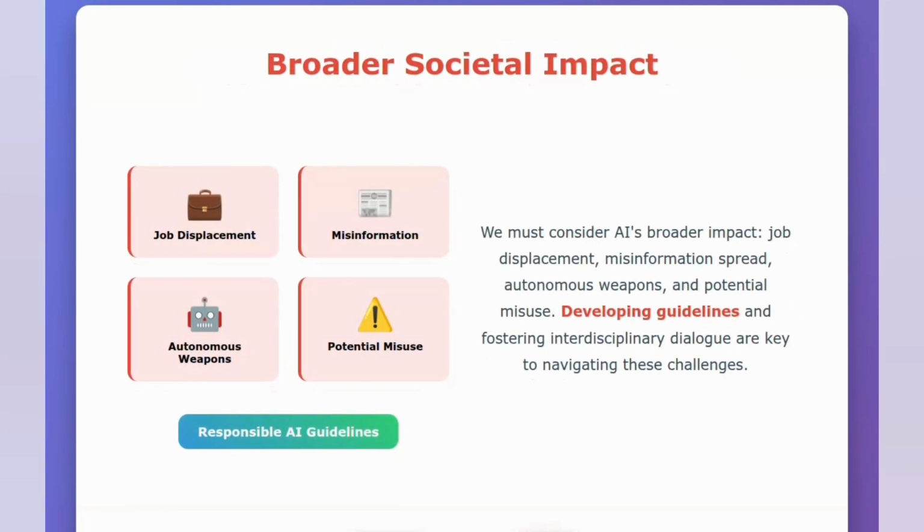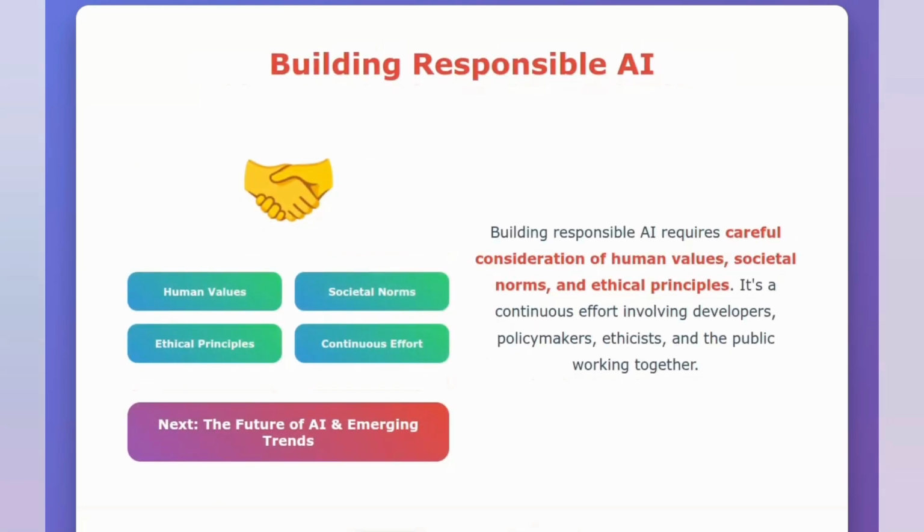Finally, we must consider the broader societal impact. Job displacement, the spread of misinformation, especially with generative AI, autonomous weapons, and the potential for misuse. Developing responsible AI guidelines and fostering interdisciplinary dialogue are key to navigating these challenges. Building responsible AI is not just about technical solutions, it requires careful consideration of human values, societal norms, and ethical principles. It's a continuous effort that involves developers, policymakers, ethicists, and the public.